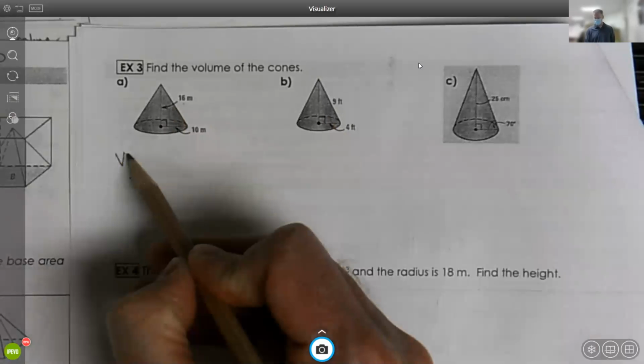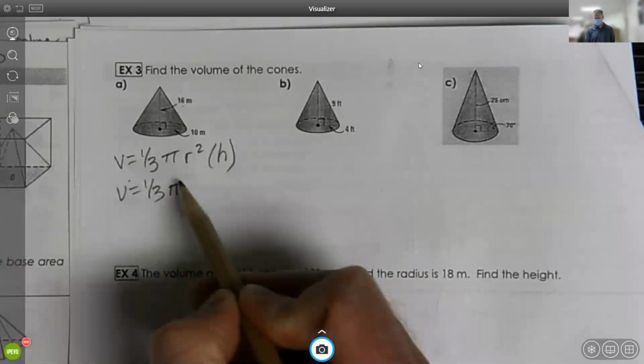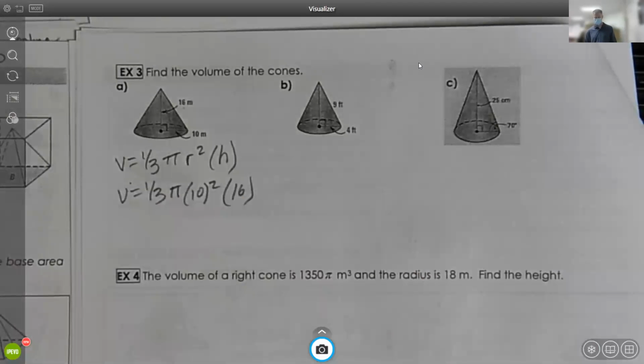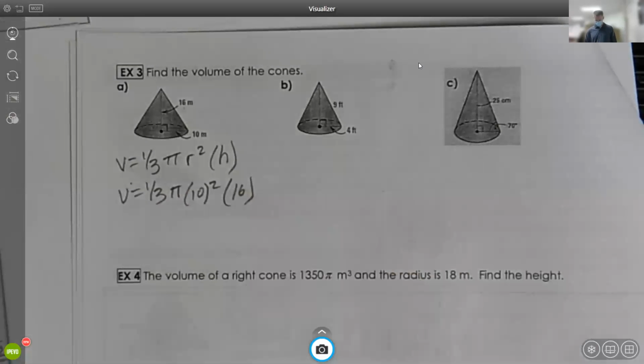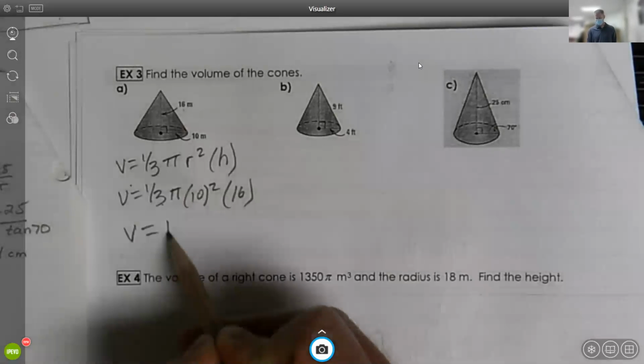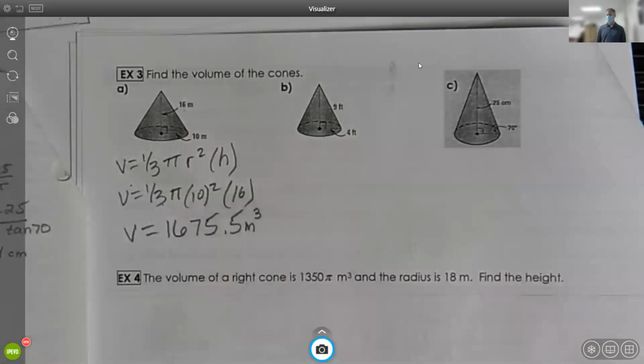So we're ready to say volume equals 1/3 pi r squared times the height. We can calculate that by plugging in our radius, which they clearly give us is 10, and our height is 16. So we will square our 10, not moving anything. And that gets us 100. 10 squared is 100, times 16 is 1600. And when we divide that by a 3 and times it by a pi, the volume is 1,675.5 meters cubed. You should practice typing that into your calculator to be sure that you understand how that works.